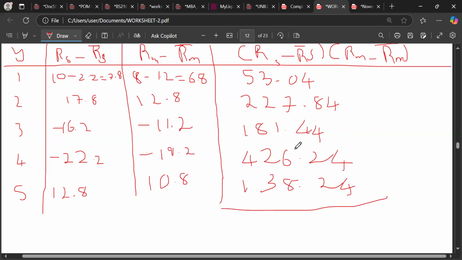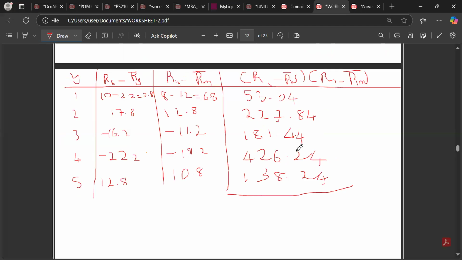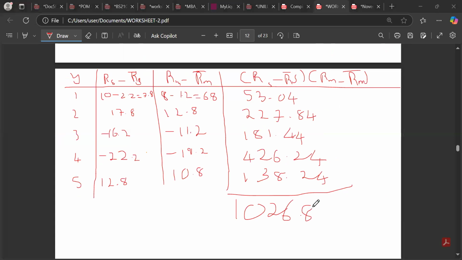Can you add this one, please? Tell me what answer you find. 1026.8, right? 1026.8. Any questions so far? Are we all following?